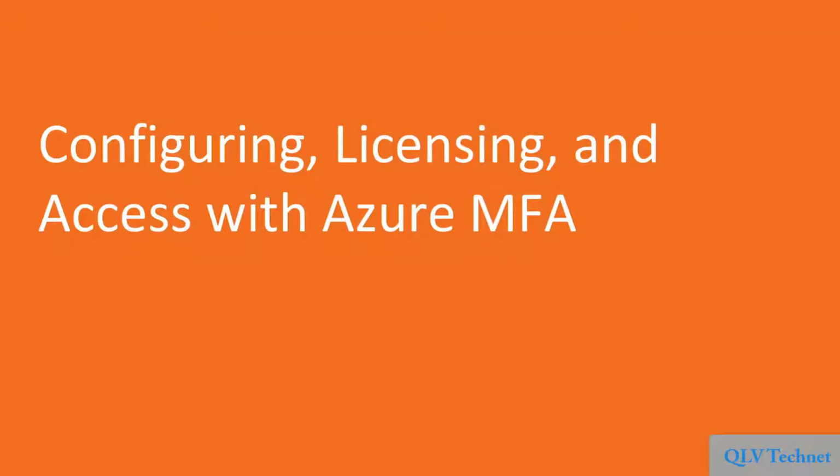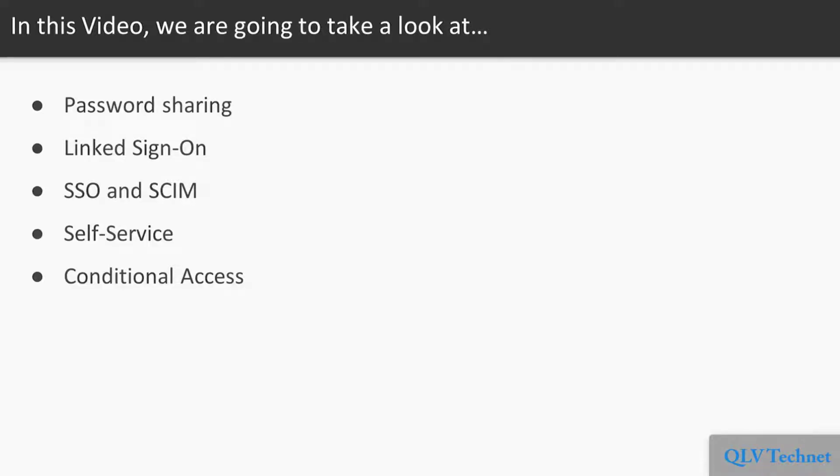Hi, welcome back. In this video, we will configure application access, including conditional access with Azure MFA. We will begin with the password sharing and rollover capabilities for social media use cases. Next, we provide links to applications to extend the application access scenarios. Further, we will configure an application with SAML for single sign-on and SCIM for user provisioning.